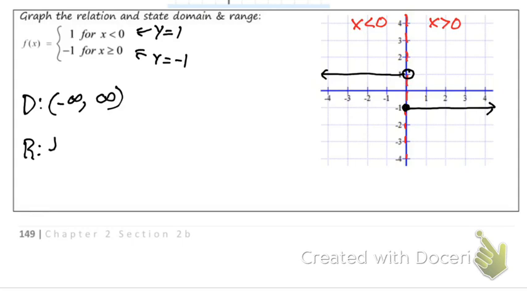So we're actually going to use braces. We're going to say it's -1 and 1. It is only those 2 points, because y can only be 1, or it could be -1. It can never be 2, 3, 4. The graph never covers that. It is straight left and straight right. So our domain is negative infinity to infinity. Our range is just -1 and just 1.